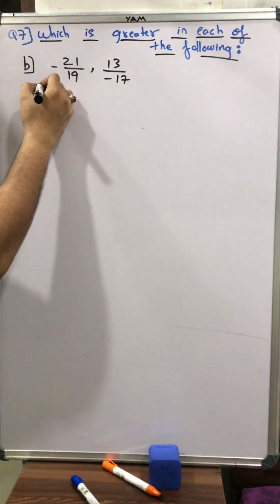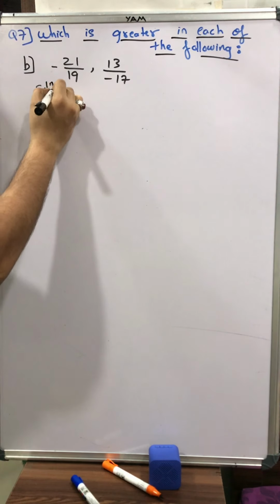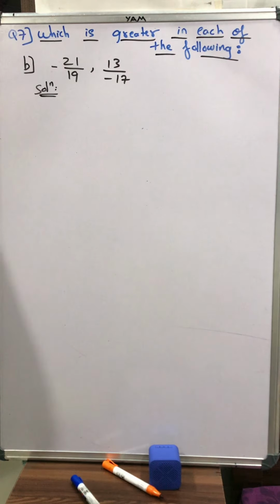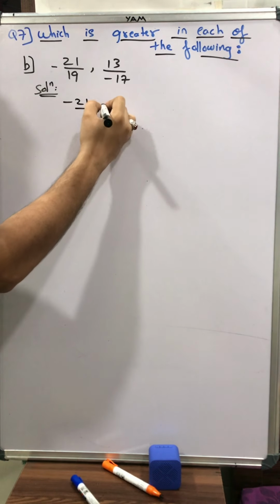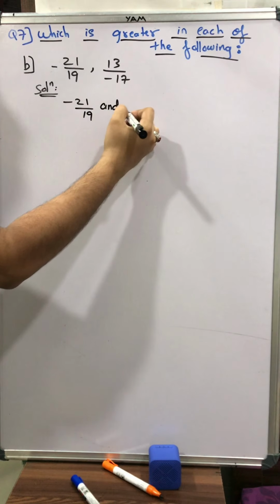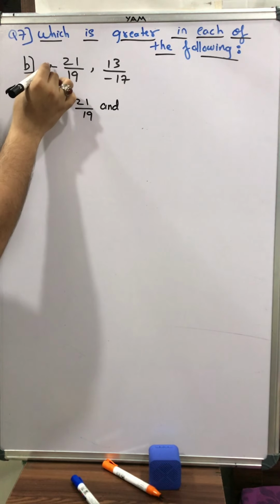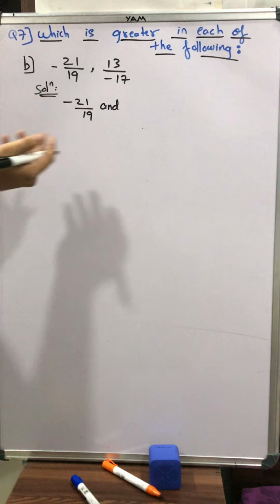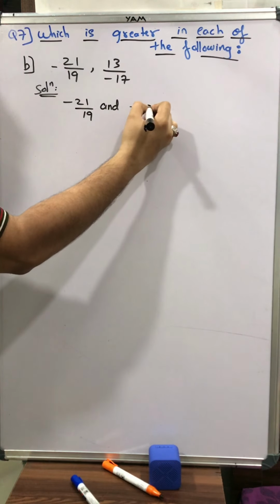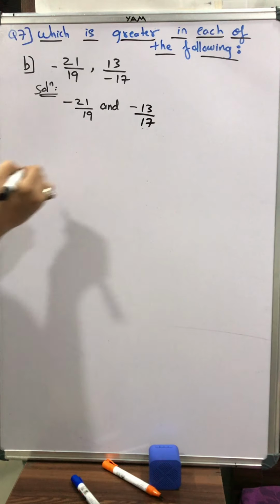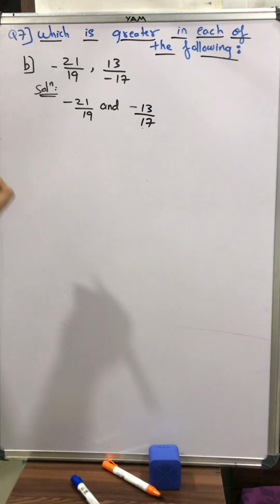I'll start with the solution part. Solution, I'll write in short form, and I have selected the most typical question from question 7, the B one. The question is minus 21 upon 19, and I wrote this minus, which was in the middle, with the numerator. It's absolutely fine. If the minus is with the denominator, I'll write it in the numerator: minus 13 upon 17.